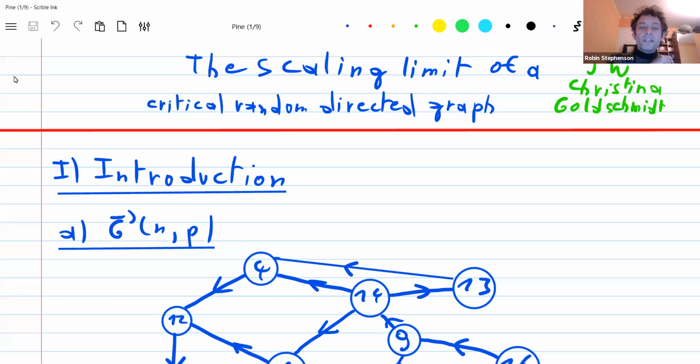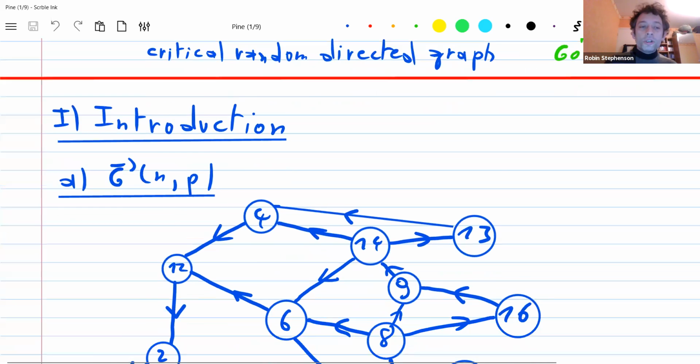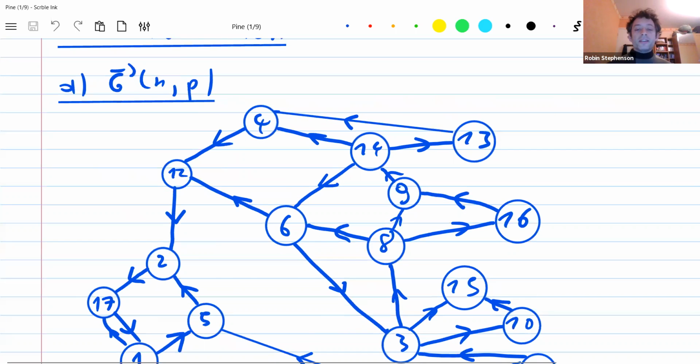So this is a little bit of an unusual object. The thing with scaling limits is that usually we have in the limit a metric space. And directed graphs don't naturally become metric spaces because there's an arrow on each edge, and in the scaling limit, the arrows might disappear. Well, it turns out Christina and I found that in this case, we do have something interesting. And this is what I'm going to present.